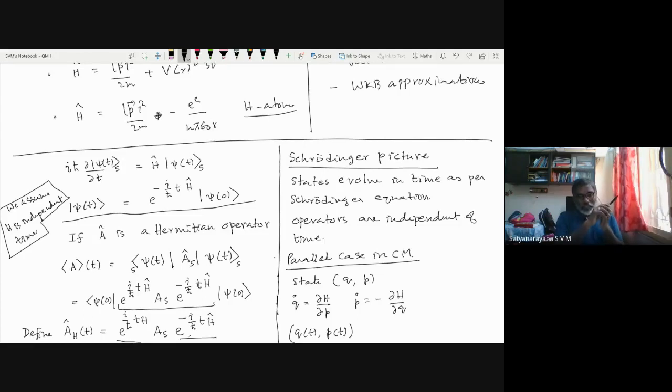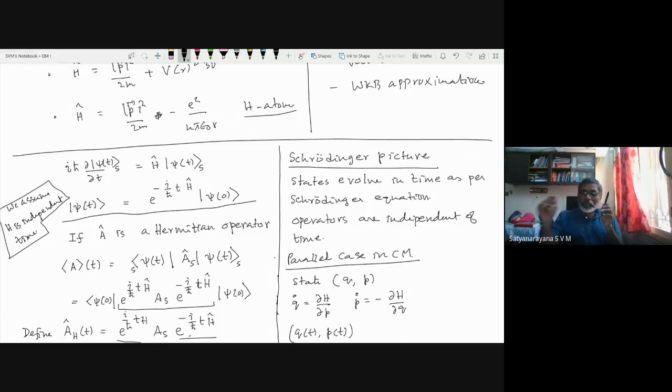So in such cases, your time evolution splits in some intelligent way, and the time dependent part will evolve in one particular fashion, and the time independent part of the Hamiltonian will govern the evolution of some other quantities. So in the interaction picture, both state vectors as well as operators evolve in time. In the Schrodinger picture, only state vectors evolve. In the Heisenberg picture, only operators evolve. In the interaction picture, both of them evolve.